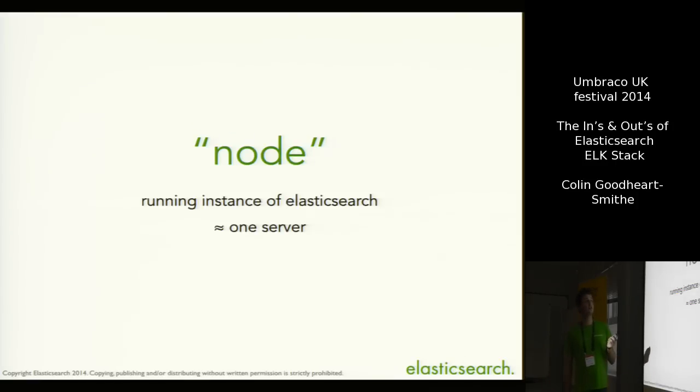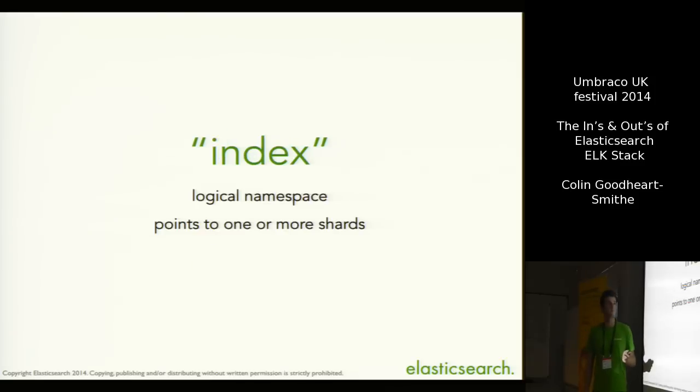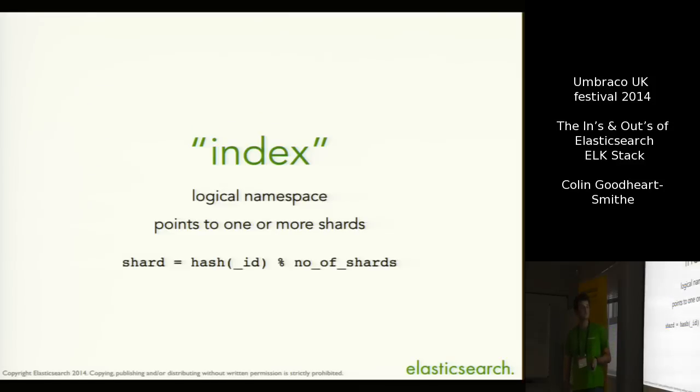In Elasticsearch, there's a concept of a node. A node is just one running instance of Elasticsearch, usually relating to a single server. You can actually run multiple nodes on a single server just by starting new processes. You don't have to do any configuration. You just run bin/elasticsearch in a different terminal, and it'll start a new node, and that will join the cluster. We also have the concept of a shard, as I said, which is just a bucket of data. It's the physical worker unit of Elasticsearch, and it lives on a single node. An index is a logical namespace, and it points to one or more shards.